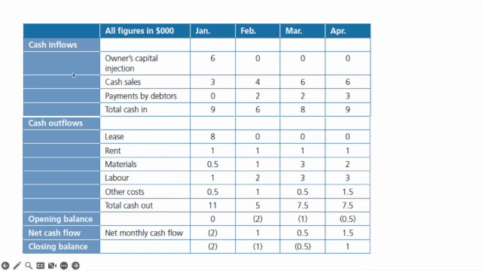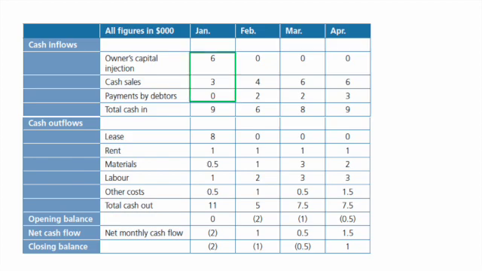So here, as you can see, we have all the cash inflows listed. So owner's capital injection, cash sales, payments by debtors, and then you have the sum. Then you again have all the outflows listed. So we are paying for some lease, we're paying for some rent, for materials, labor, other costs. And then again, we have a sum of that.